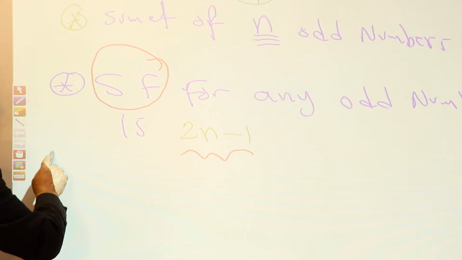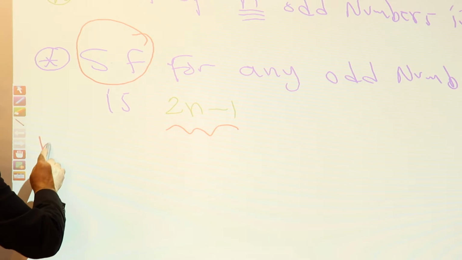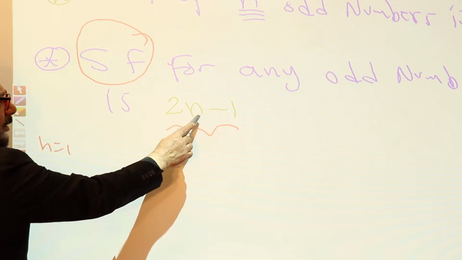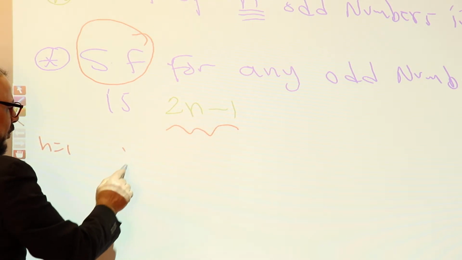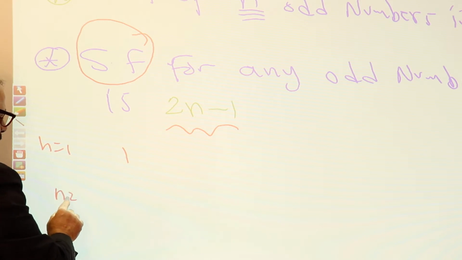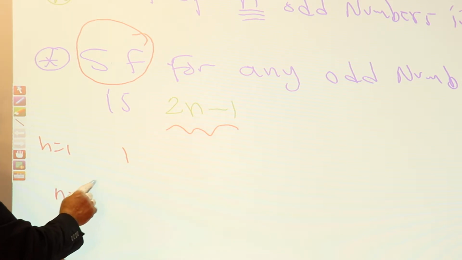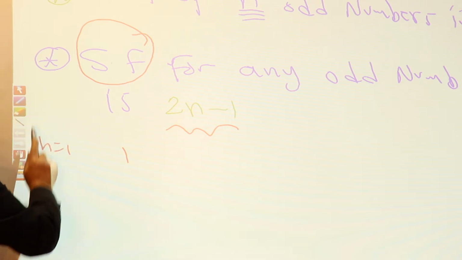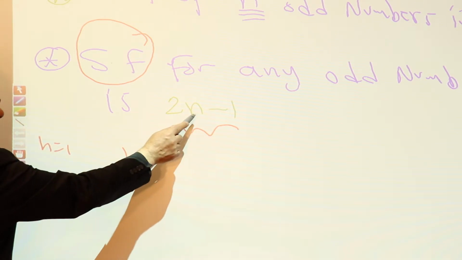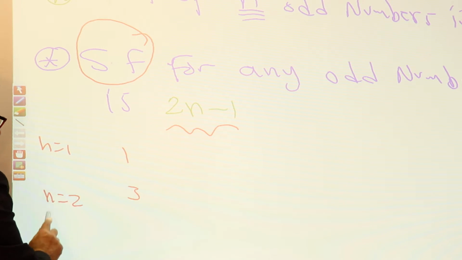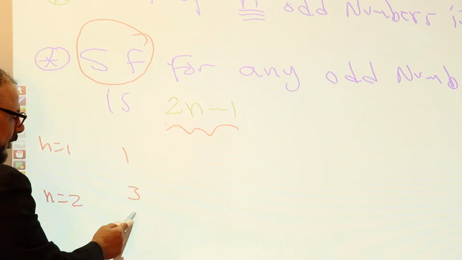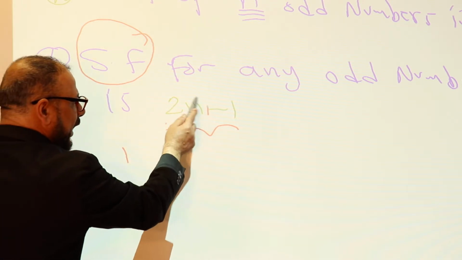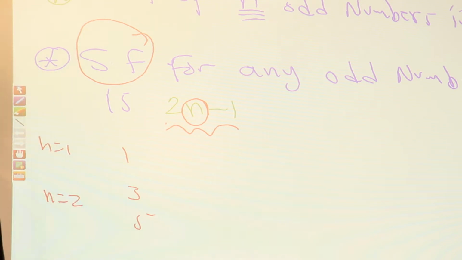Start with n equal 1. When n equals 1, 2 times 1 is 2, minus 1 is 1. When n equals 2, 2 times 2 is 4, minus 1 is 3. When n equals 3, 2 times 3 is 6, minus 1 is 5. Whatever you plug in here, you get odd numbers.